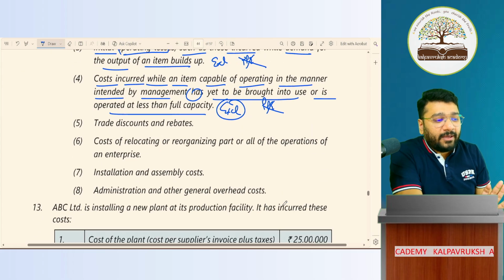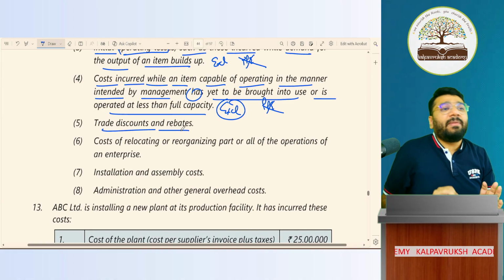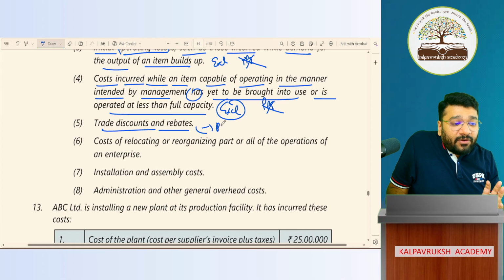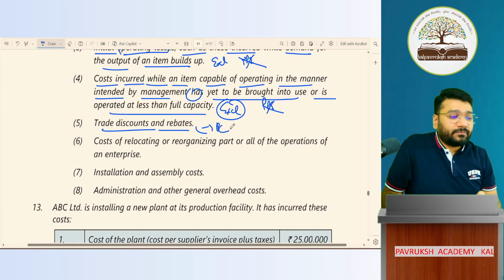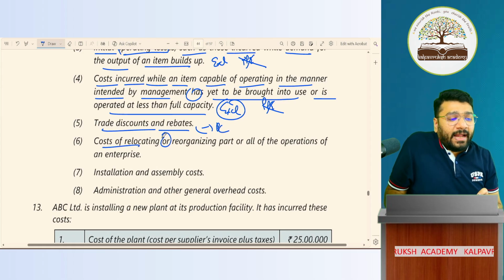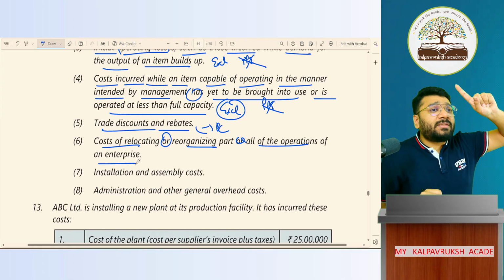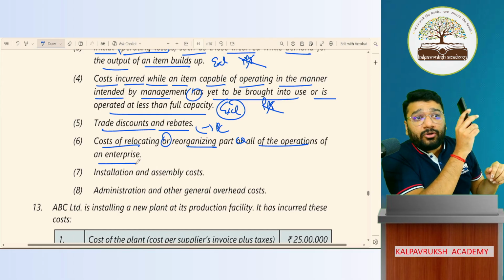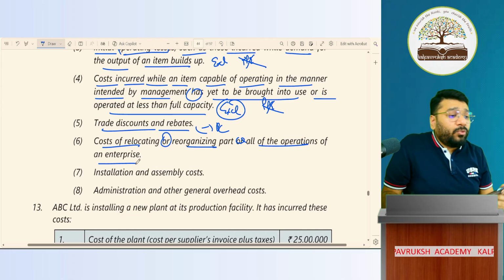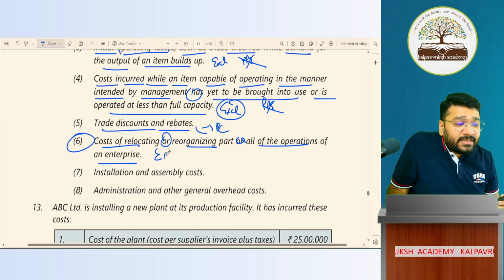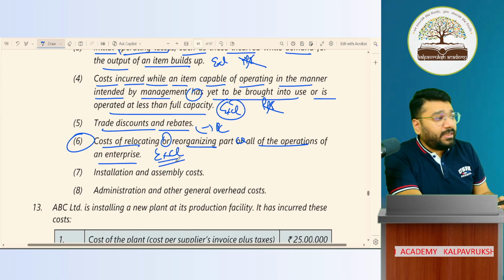Okay, not okay? Trade discount and rebate should be subtracted from purchase cost. Cost of relocating and reorganizing part or all of the operations of the enterprise. This relocation cost is not necessary for this asset to be ready to use. I am doing this for my convenience. So this will be excluded from the cost of PPE.